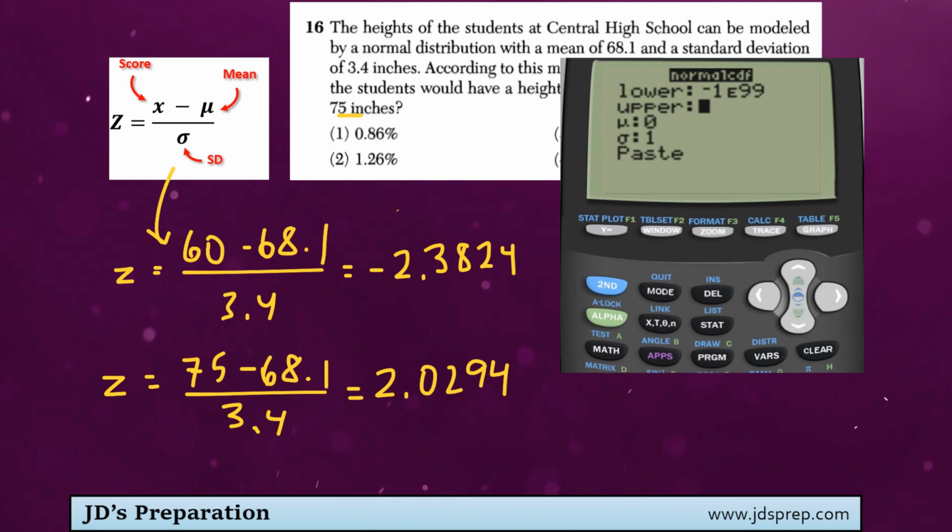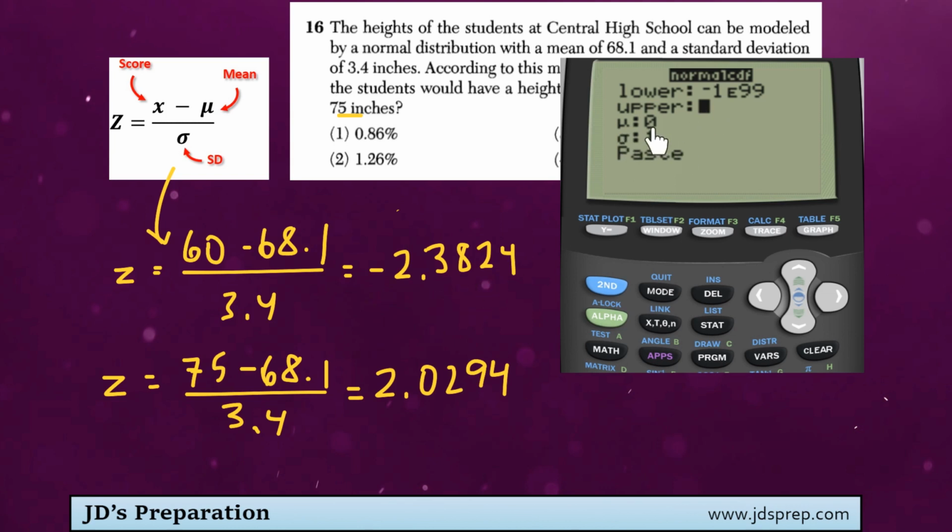All right, so the first thing we're going to want to do, since we're looking for a percent that's less than negative 2.3824, is create a lower bound, and by default it should say negative 1 E99, which essentially is negative infinity. Remember that E represents scientific notation. This is the same thing as negative 1 times 10 to the power of 99, which is essentially the calculator's version of negative infinity. The upper bound is going to be our negative z-score of negative 2.3824.